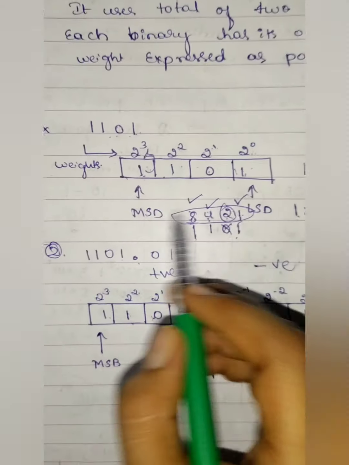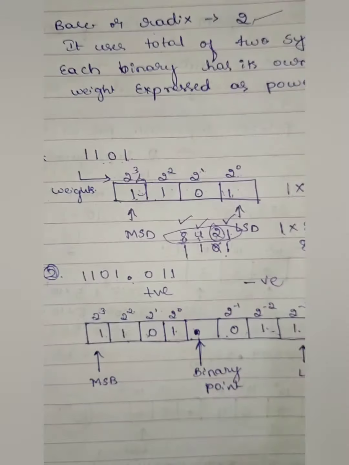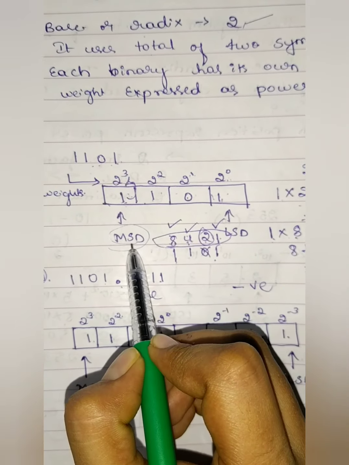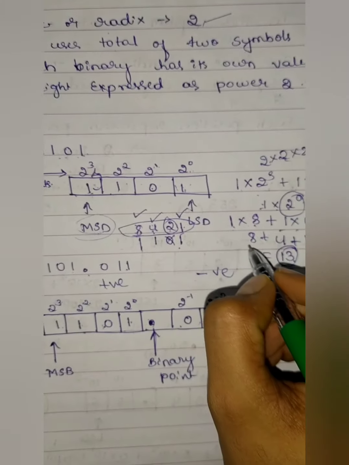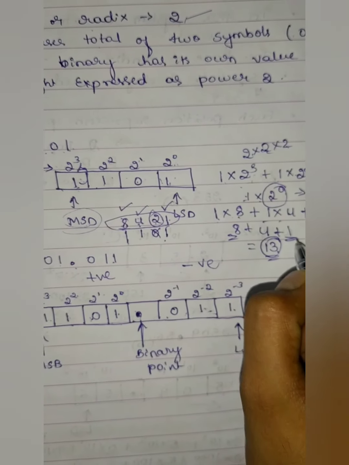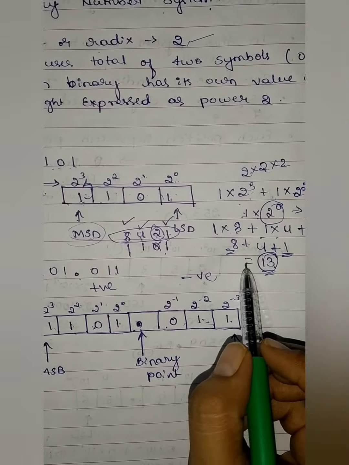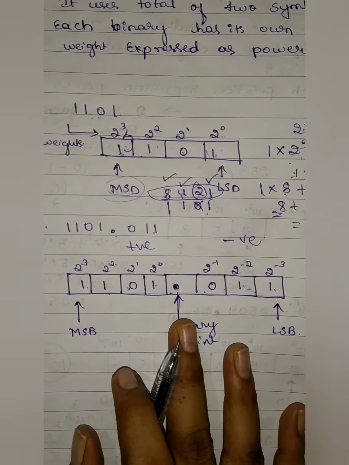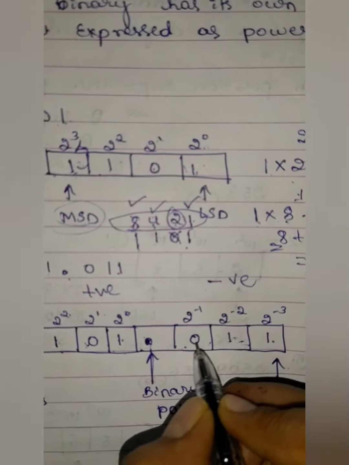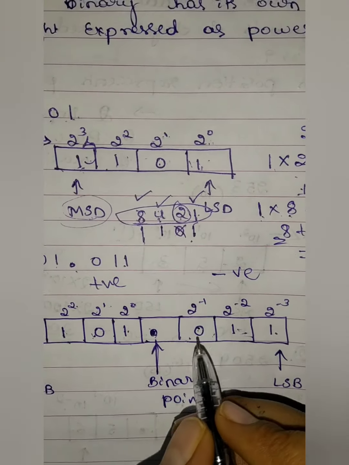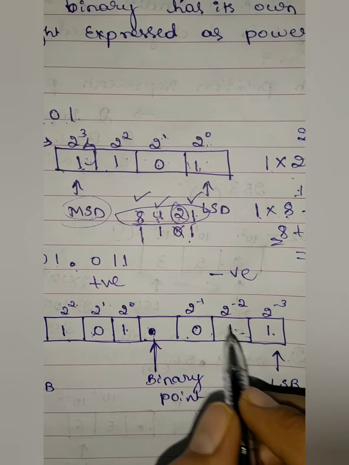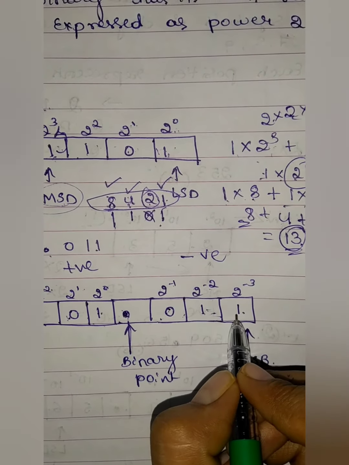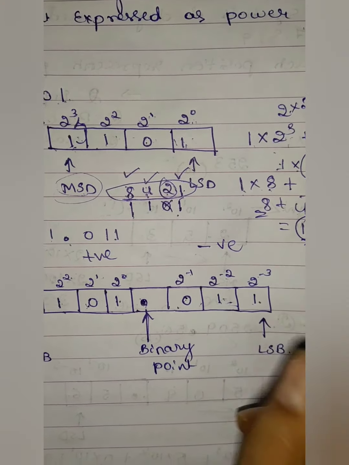Okay, and in the previous example this 2 to the power of 3, that is 8, is the most significant bit, that means it has the most weightage. So this one represents the least weightage or least significant digit or data. Okay, so in this example, this 0 must be represented as what? 2 to the power of minus 1, 1 is represented as 2 to the power of minus 2, 1 is represented as 2 to the power of minus 3.